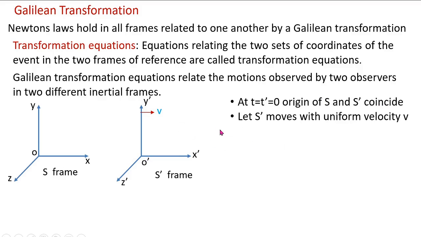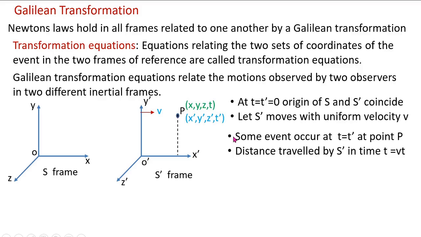Let us consider that S dash moves with uniform velocity v away from S along the x direction. Some event occurs at point P at time t, which is recorded by the S frame of reference, and at time t dash, which is recorded by the S dash frame of reference. As time is absolute, therefore t is equal to t dash.